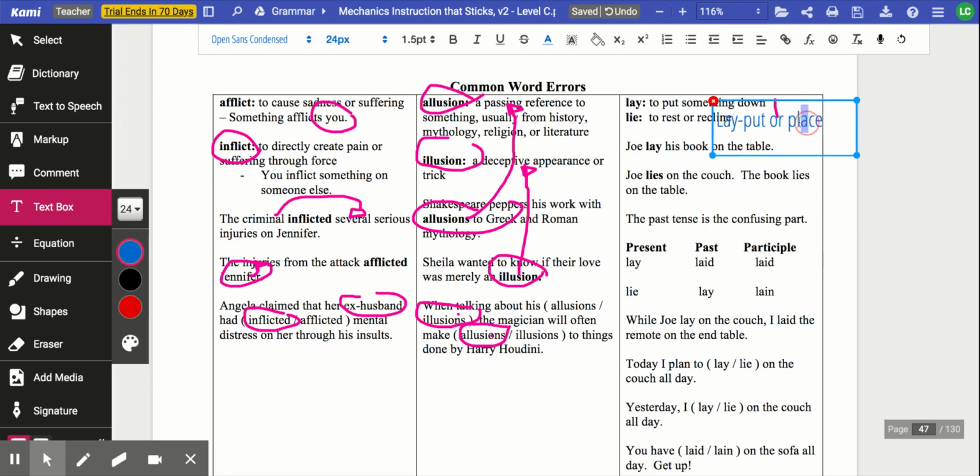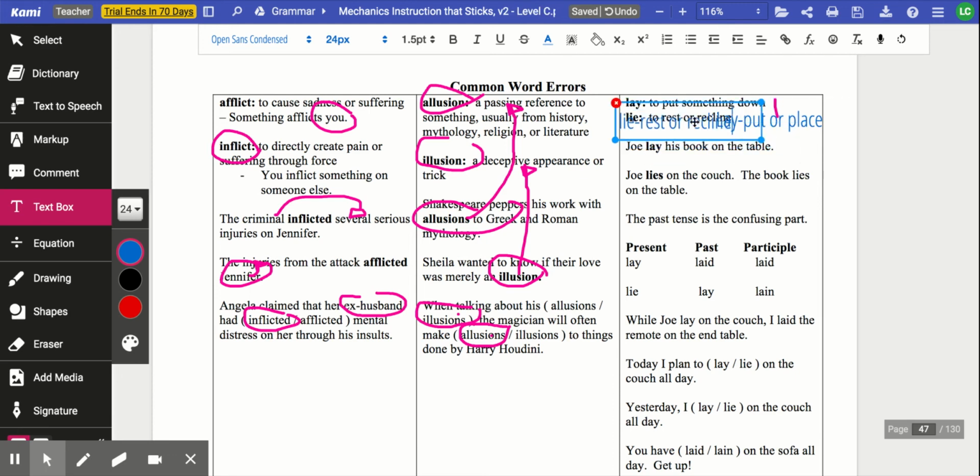And I think about the A in place, the A in lay. Okay. And then lie. Lie means to rest or recline. So I think about lie, rest, or recline. And folks, I just think of the E. Like the E in rest is the same as in lie. The E in recline is like the E in lie.